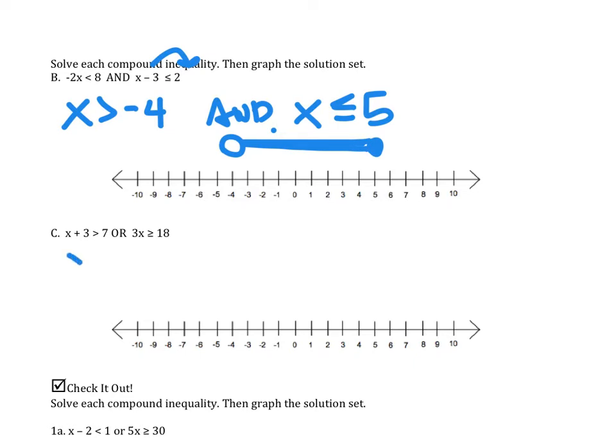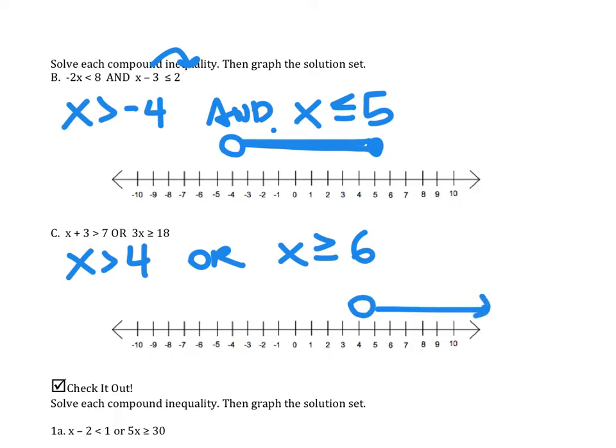Looking at the next one, x greater than 4 or x greater than or equal to 6. So what's this look like? Greater than 4, greater than or equal to 6. So what is a combination of the two of them but the greater than 4? Open circle. So I'm just going to highlight it that way.